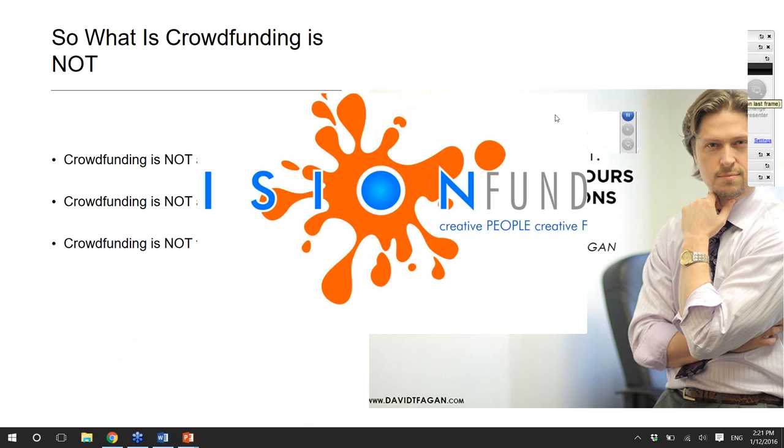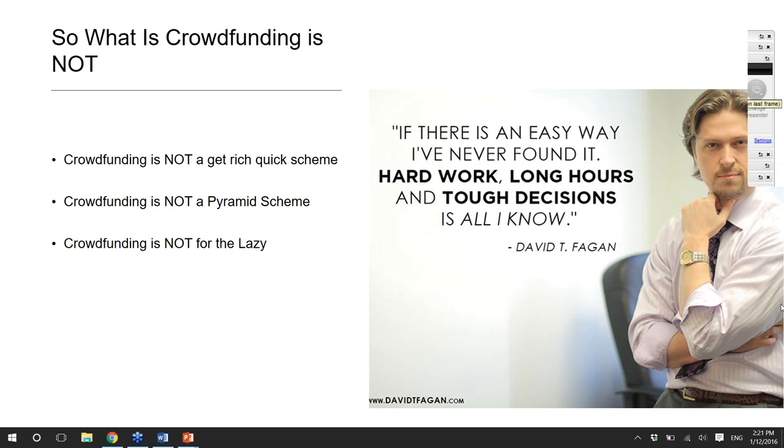So, when I'm looking at definitions, I like to start off with what things are not, to set a framework so we can understand what things actually are. First off, crowdfunding is not a get-rich-quick scheme. I personally have no stomach or time for such things, nor would I invest my time or money in anything of the sort. So it's not a matter where you just get rich, it doesn't work that way.